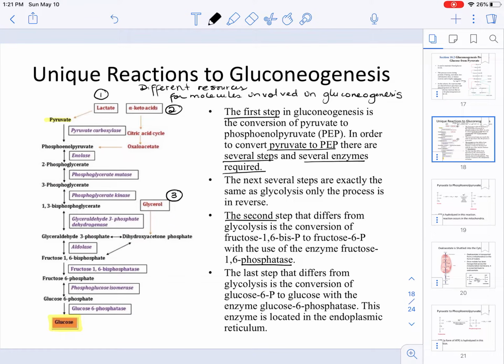And then the last step that is different between glycolysis and gluconeogenesis will be the formation of glucose from glucose 6-phosphate. In this case, we also need a phosphatase enzyme to hydrolyze out the phosphate group to generate glucose. Now, understand that specifically, and we observed this previously, glucose 6-phosphatase is actually present in the ER. Now let's have a closer look at these three reactions that are different between gluconeogenesis and glycolysis.